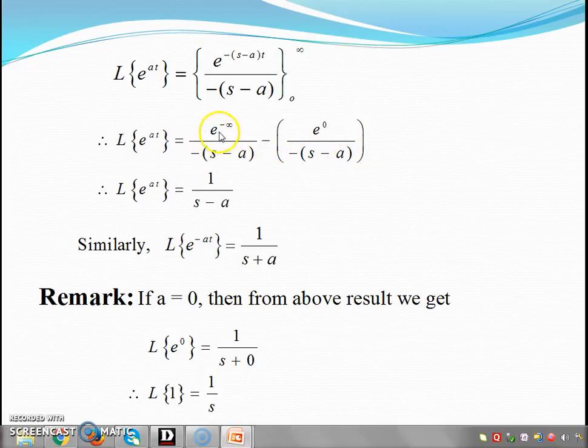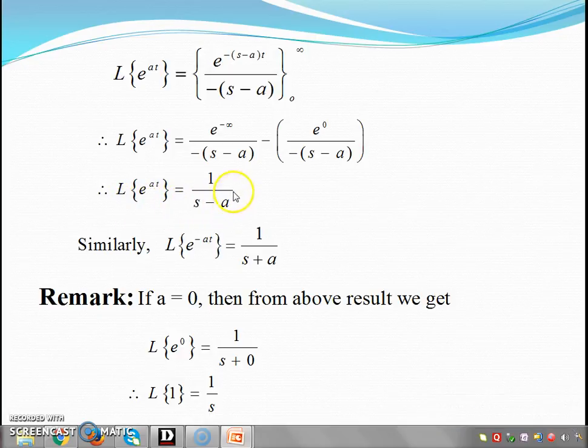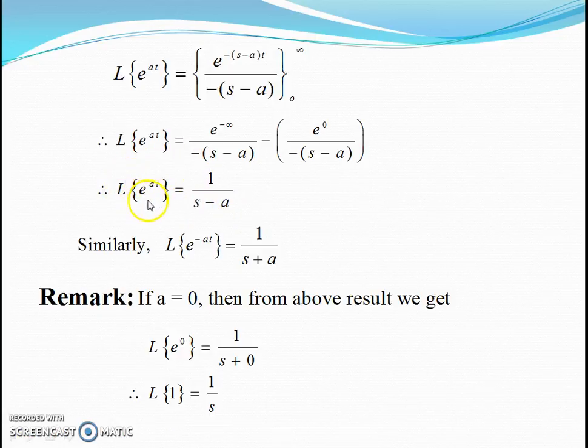We know that e raised to minus infinity is 0 and e raised to 0 is 1. So Laplace transform of e to the power at equals 1 upon s minus a. This is the standard formula of Laplace transform of e to the power at. When we replace a by minus a in this result, we get Laplace transform of e to the power minus at is equal to 1 upon s plus a.